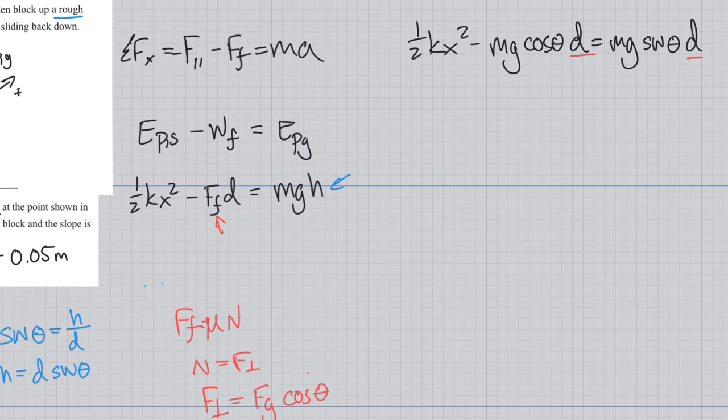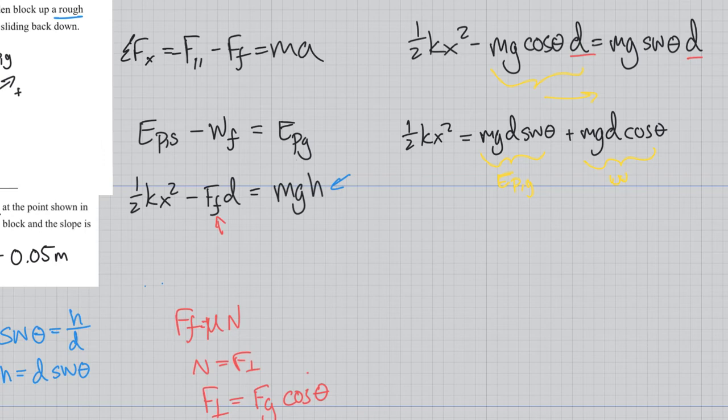So what I'm going to do is add this section over to the other side. And we would get 1/2 kx squared. And we'll talk about why this makes sense. Equals mg d sine theta plus mg d cosine theta. And essentially what this is, mg d sine theta, that is the energy potential due to gravity, and this is the work done, right? So the initial spring energy equals whatever gravitational energy I have at the end plus the work that I lost due to friction.